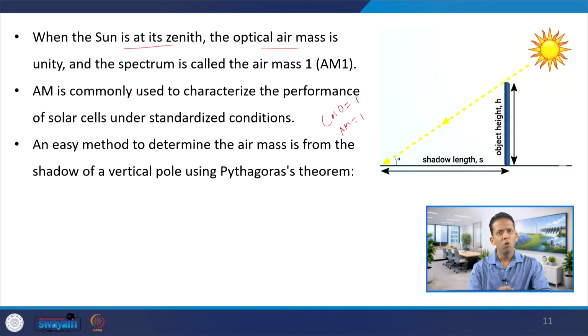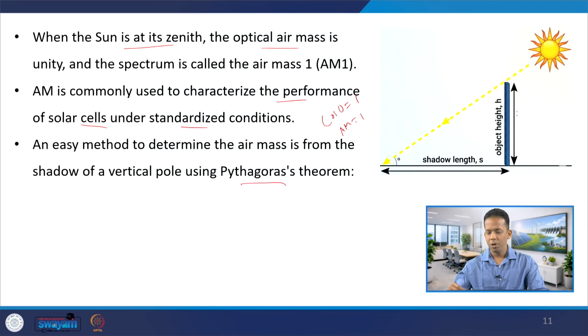Air mass is commonly used to characterize the performance of solar cells under standardized conditions. If you take any real solar cell, you will see some specifications mentioned there: the radiation, 1000 watt per meter square, tested for that. Then air mass, it will say 1, 1.5 or air mass 2, some kind of specification in terms of air mass. Another method, if you don't know the zenith angle, is the easy method using the Pythagoras theorem.